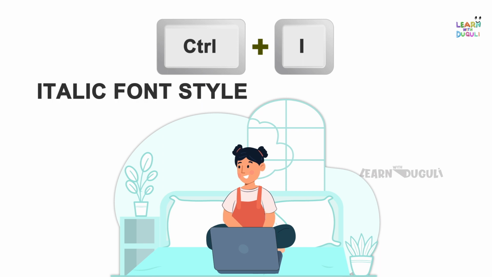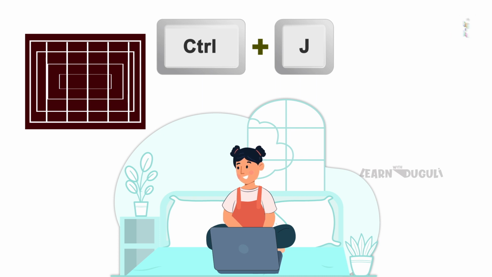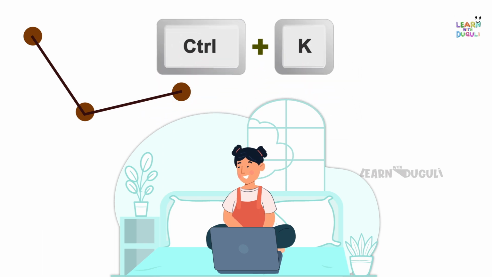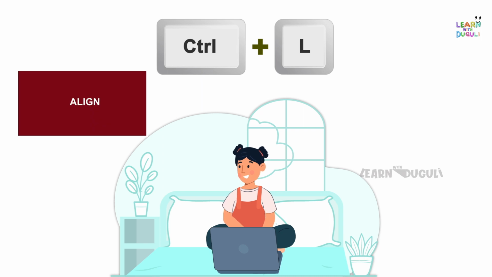Ctrl+I used for italic the text. Ctrl+J to justify the paragraph. Insert hyperlink. Shortcut key is Ctrl+K. Ctrl+L to align the text left.